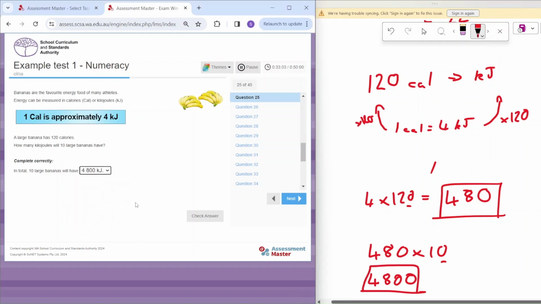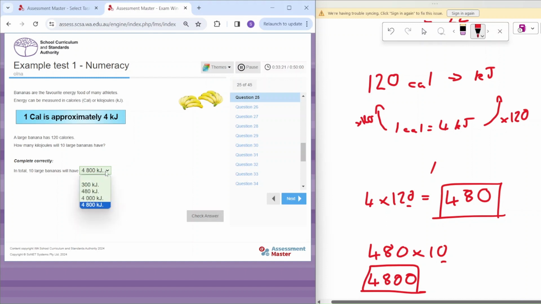And that's one of our answers. Check. Fantastic. This is one that I've done with students many times. You need to read it a couple of times because there are quite a few layers: the conversion to kilojoules, and also knowing that we were looking for 10 large bananas.